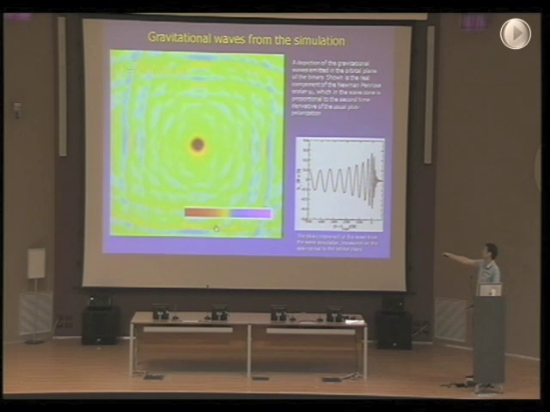And that's what I'm showing here in this figure. So in particular, where I measured this plus polarized wave was exactly where you're sitting, on the axis orthogonal to the orbital plane, some distance away. Here you can see the inspiral part of the wave. Here it merges and here it comes down.